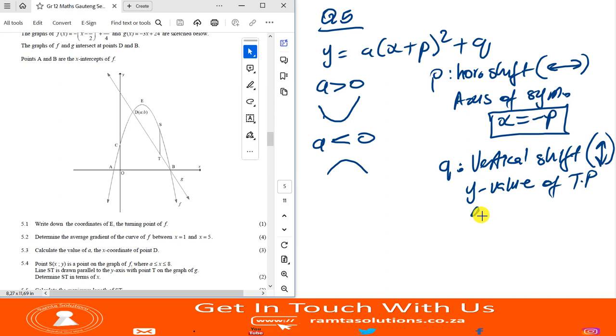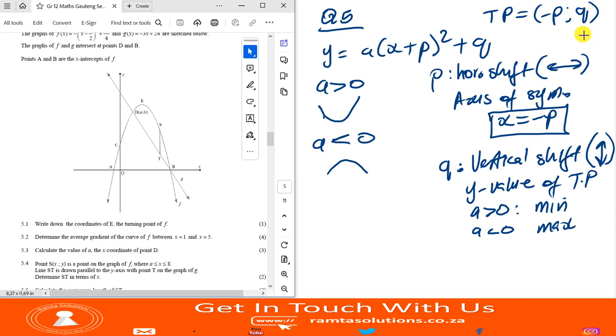So if a is positive, this is called a minimum value. If a is negative, this is a maximum. When they say maximum, they basically are looking at this turn. Then we talk turning point. Allow me to call it TP. Turning point will be negative p and q.